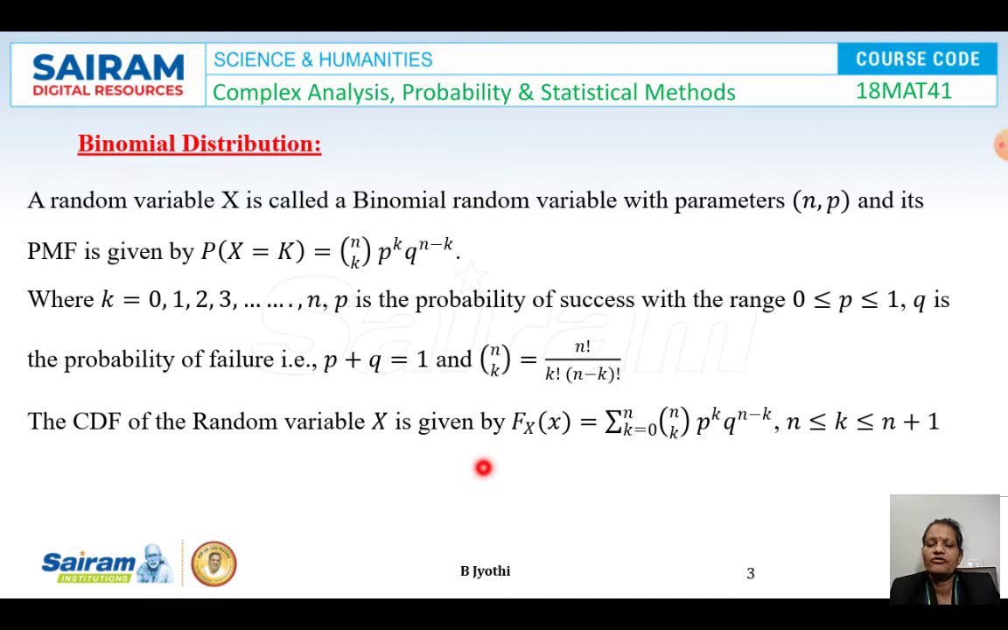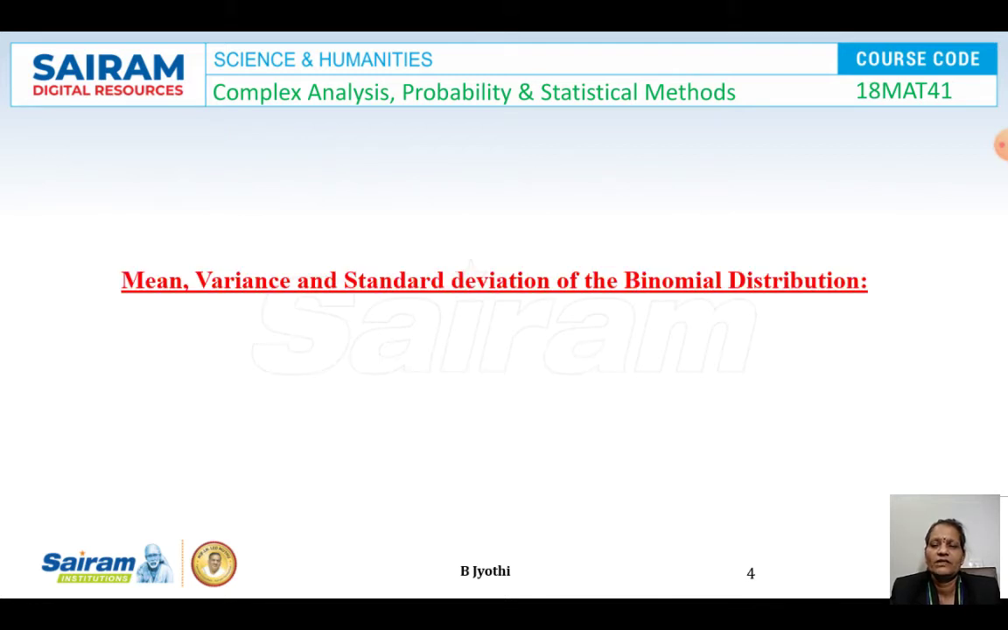The CDF of the random variable x is given by F of x, that is equal to summation k varying from 0 to n nCk p power k q power n minus k. Next, let us derive the mean, variance, and standard deviation of the binomial distribution.